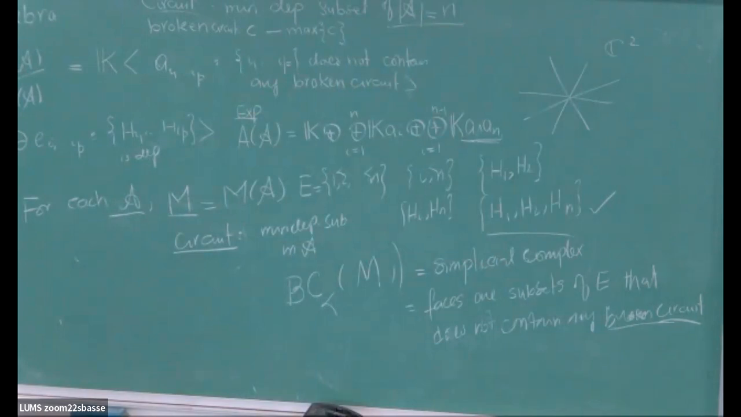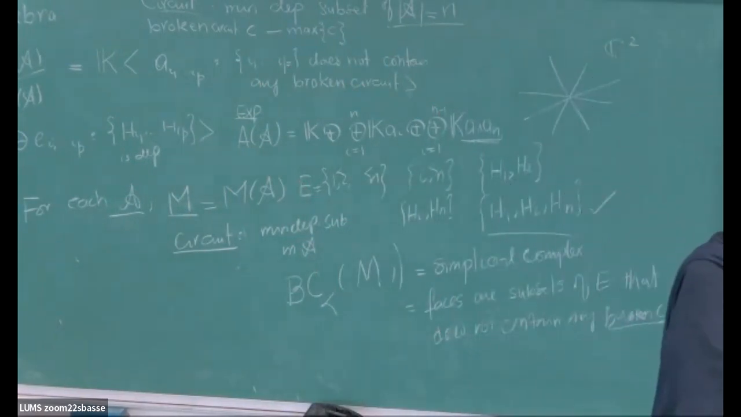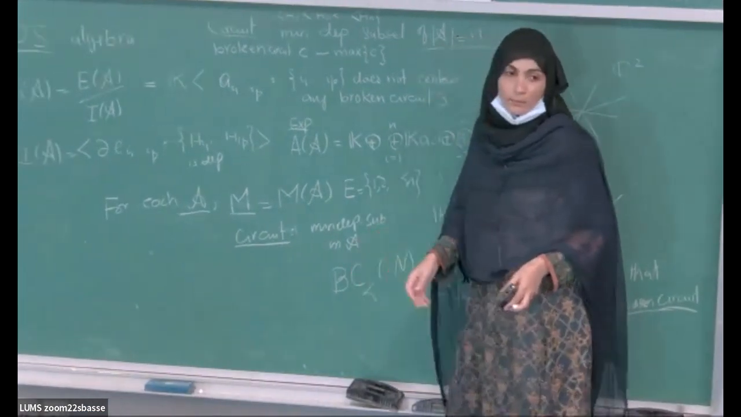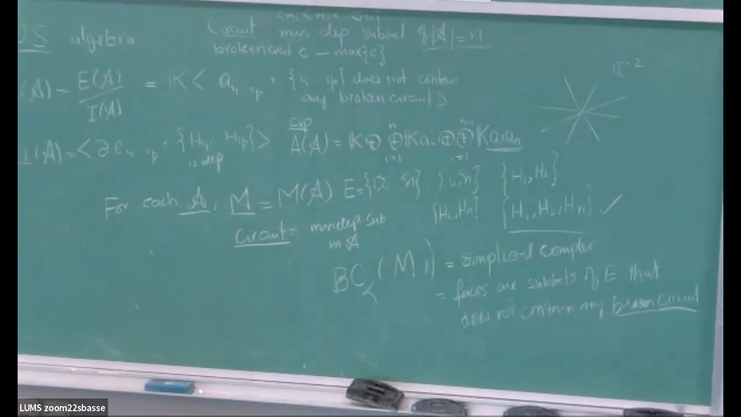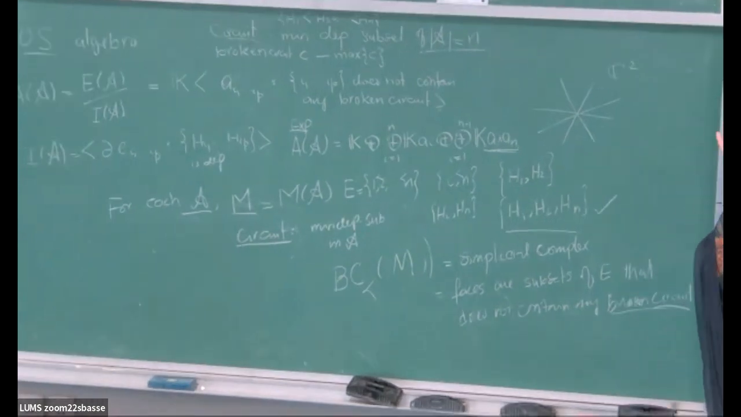May you please write it down? Sorry? What are the bases of this matroid? Bases, okay, the maximal independent sets. So broken circuits are just the minimal dependent subsets of A. Oh, sorry, broken circuits are independent ones. Broken circuits are the circuit minus the maximum element. That is called the broken circuit. And here we will just consider those sets which do not contain any broken circuit.